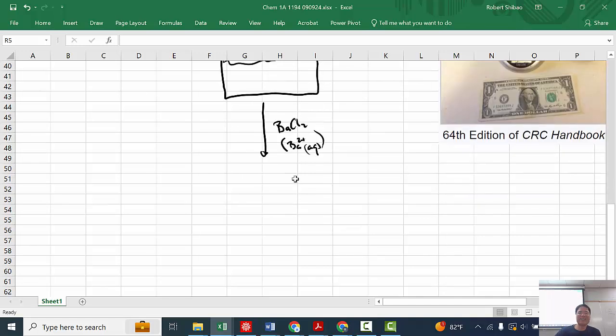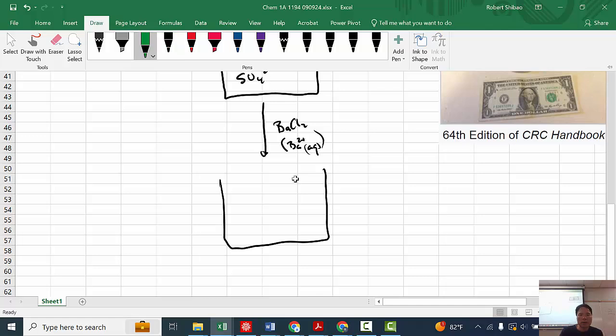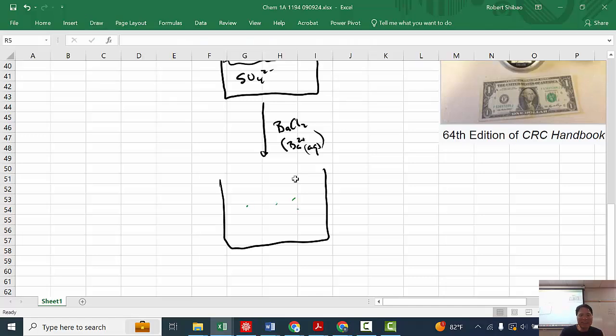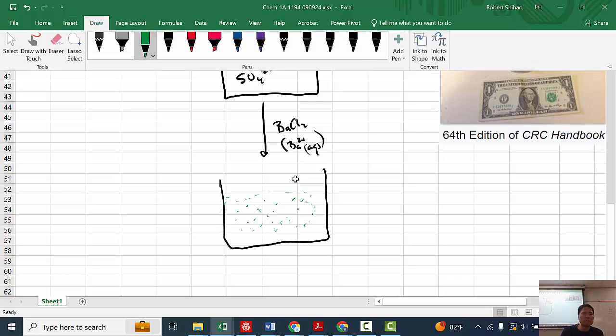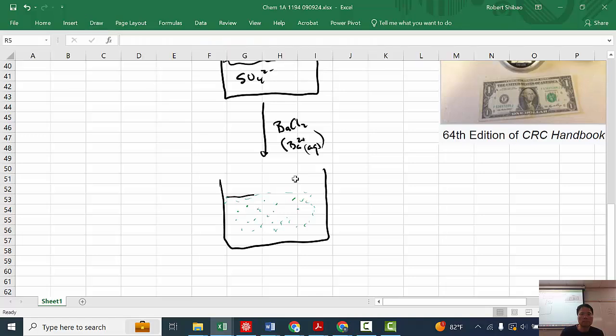And what's going to happen is the sulfate ions and the barium ions are going to come together and react to form a precipitate. And so we end up forming little crystals of barium sulfate. We're going to get so many crystals of barium sulfate, this turns into a cloudy white precipitate. Although I made it green.